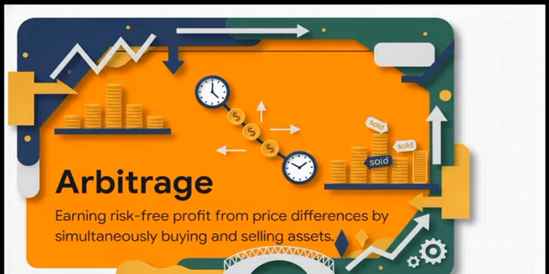Basically, it's earning a risk-free profit from price differences by simultaneously buying undervalued assets and selling overvalued ones. Now, the absolutely crucial point here, the secret sauce, is that word right there, simultaneously. You're not buying a stock today and crossing your fingers it goes up next week. No, you are buying and selling at the exact same millisecond to lock in that price difference. Market goes up, market goes down, doesn't matter.